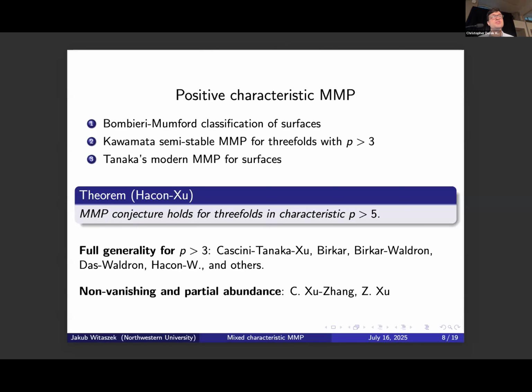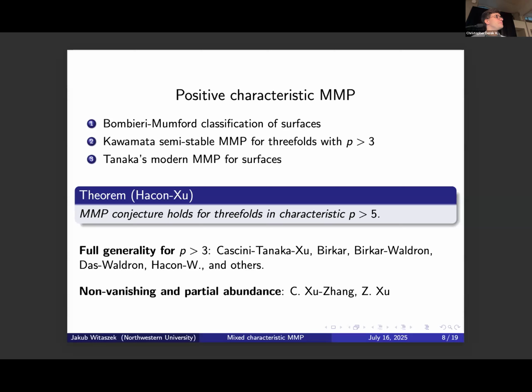And finally, we have much newer results. This is the work of Tanaka on the modern minimal model program, who developed an MMP for surfaces in almost full generality. The key result for us, and the starting point of the whole discussion today, is the breakthrough result of Christopher Hacon and Chenyang Xu, who proved the minimal model program conjecture for threefolds in characteristic p greater than 5. Now, there are certain restrictions there, and so in almost full generality, we know the minimal model program in characteristic p greater than 5, thanks to the work of Keel, Tanaka, Xu, Birkar-Waldron, Das-Waldron, and others, and in the case of p equal to exactly 5, thanks to the work of Christopher Hacon and myself.